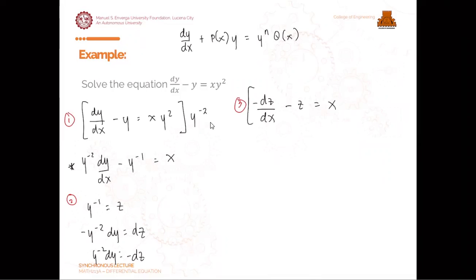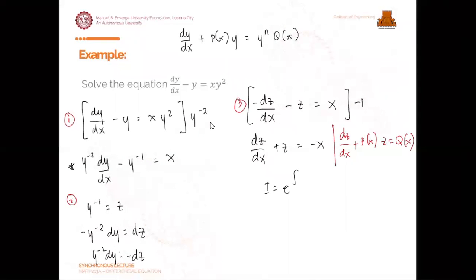So multiply natin by negative 1 both side. So dz over dx plus z is equals to negative x. So linear na siya. Okay? So once linear na siya, linear siya dahil yung form natin ngayon is dz over dx plus p of x z is equals to q of x. So yung integrating factor natin will be e raised to integral of 1 dx. Okay? So this will be e raised to x.